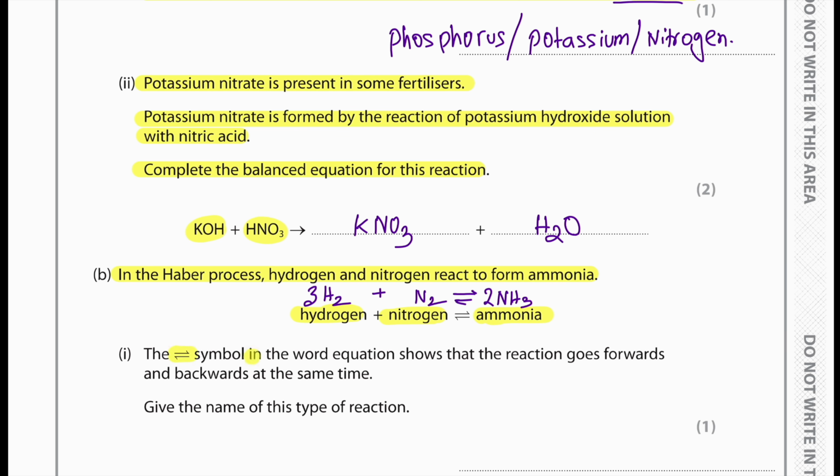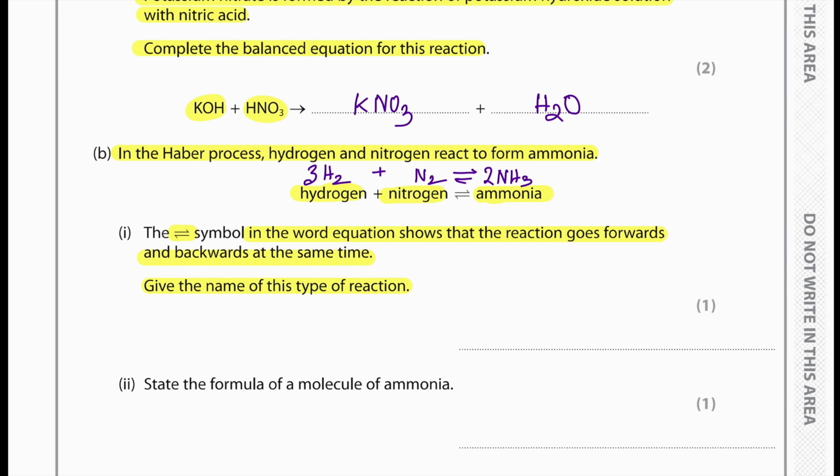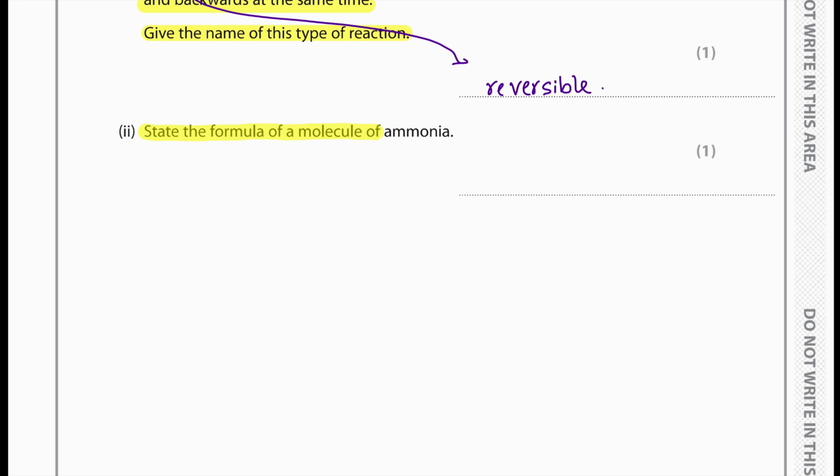The symbol in the word equation shows the reaction goes forward and backward at the same time. Give the name of the type of the reaction. So this symbol represents that the reaction is reversible. State the formula of a molecule of ammonia. Ammonia has the formula NH3. So technically we'll have to memorize the formula.